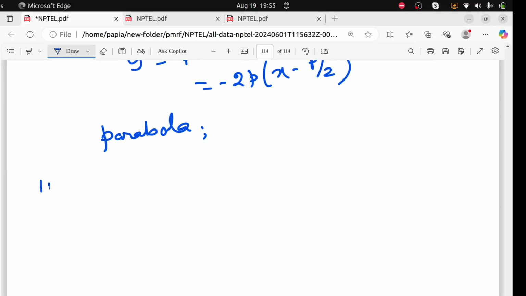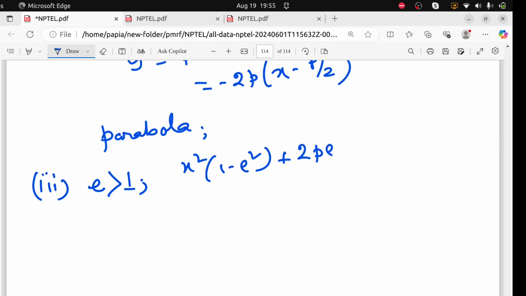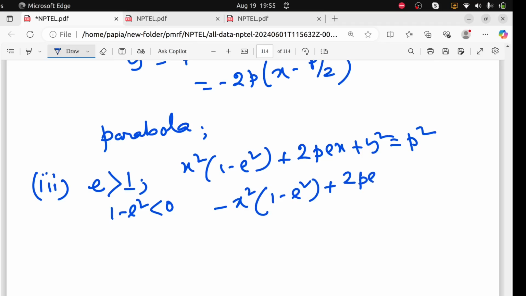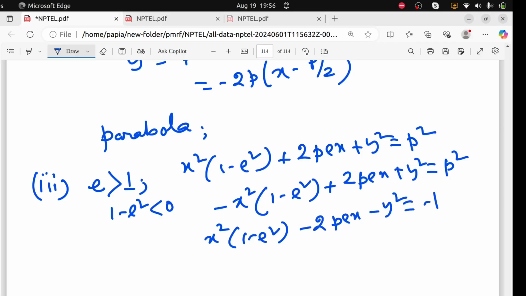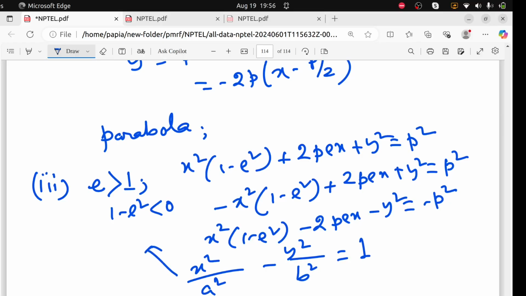Now come to the third one, e greater than 1. If e is greater than 1, then x square (1 − e square) plus 2pex plus y square equals p square. 1 − e square will be less than 0. So the similar equation will be there, but here it is x square (1 − e square) plus 2pex plus y square equals p square, which gives x square divided by a square minus y square by b square equals 1. And this is the equation for a hyperbola.